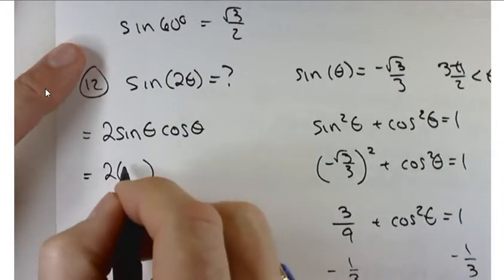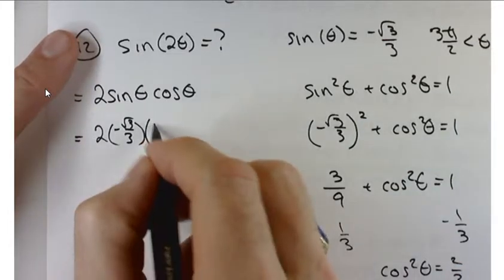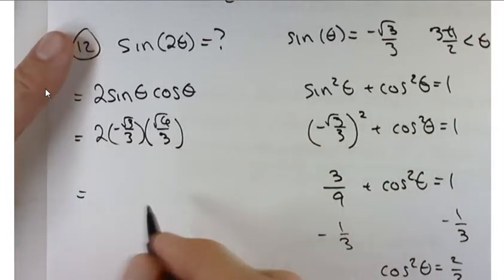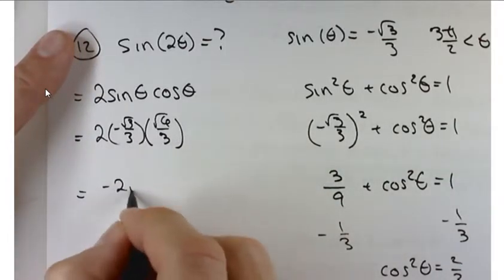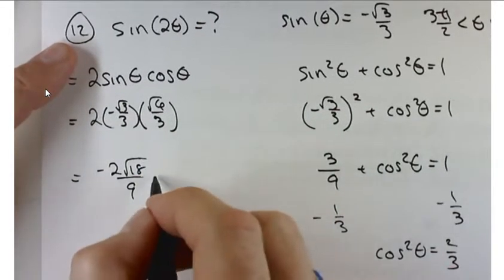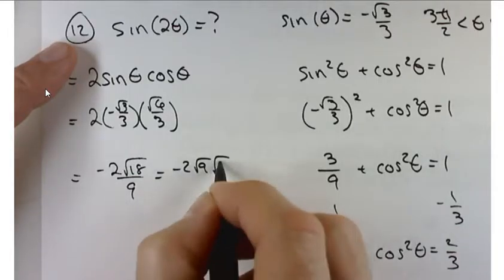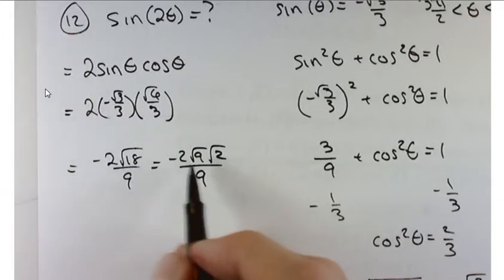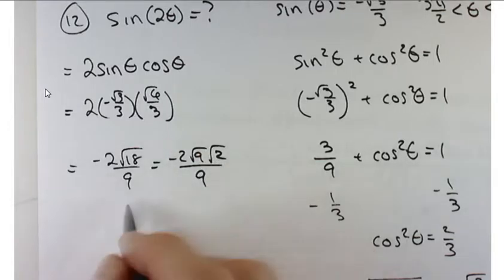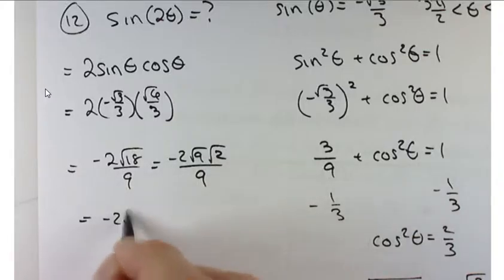2 times the sine of theta, which was negative 3 over 3, times the cosine of theta, which was square root of 6 over 3. And that's going to be negative 2 square roots of 18 over 9. You know, I'm not really concerned about the next part of this. You could break this up. Square root of 9 times square root of 2 is square root of 18. And then this would cancel. So negative 2 square roots of 2 over 3.